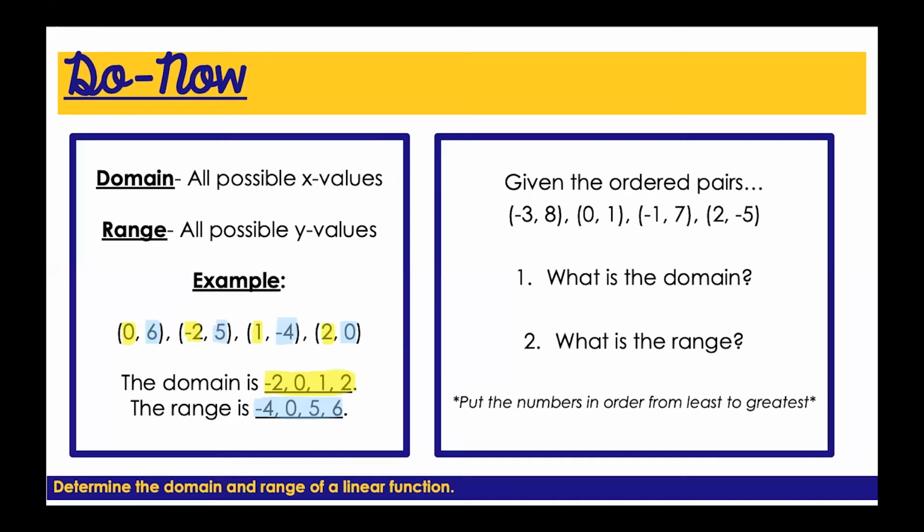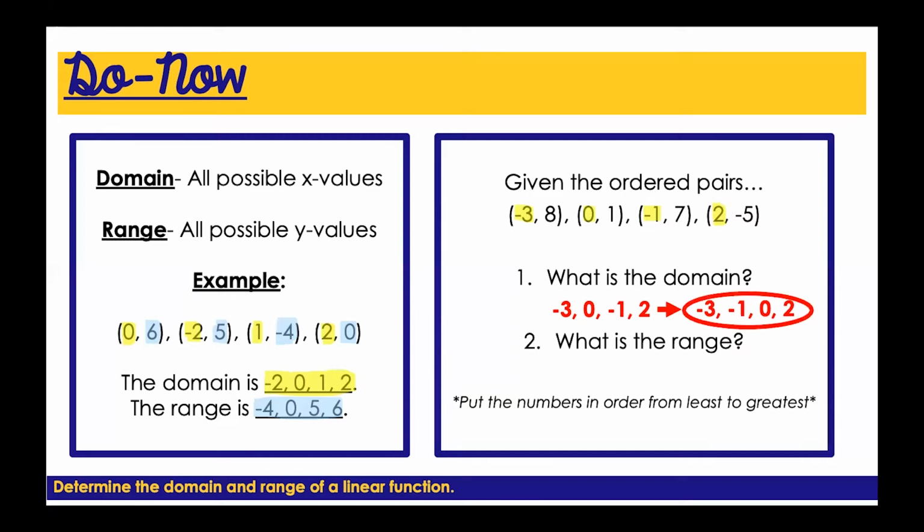So the domain is all possible x values. In yellow, you're going to see my x values. There are -3, 0, -1, and 2. If we put them in order from least to greatest, we're going to get -3, -1, 0, and then 2. That's your final answer for the domain.